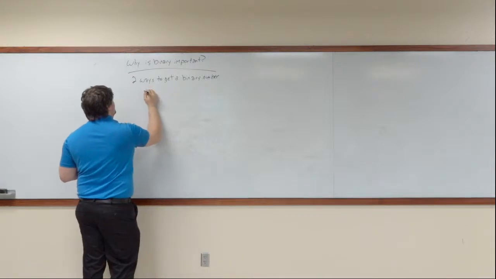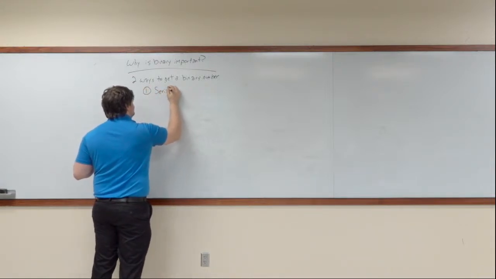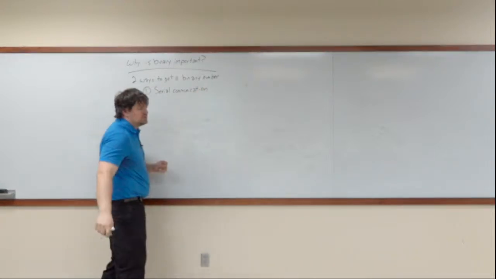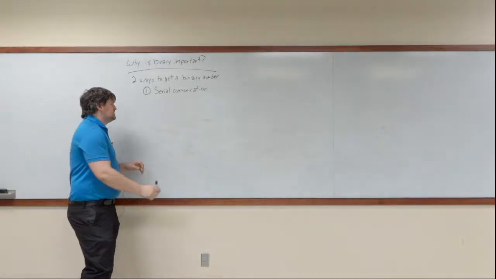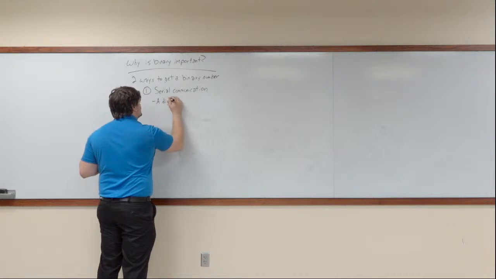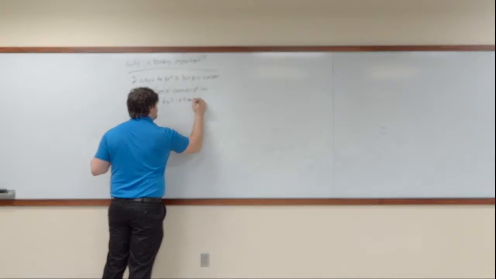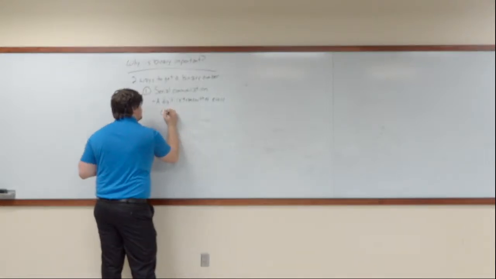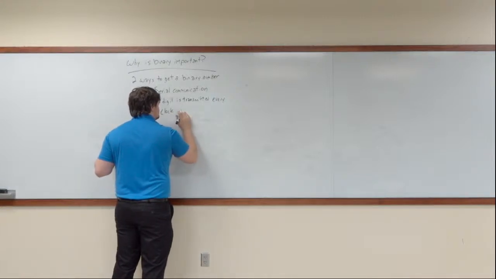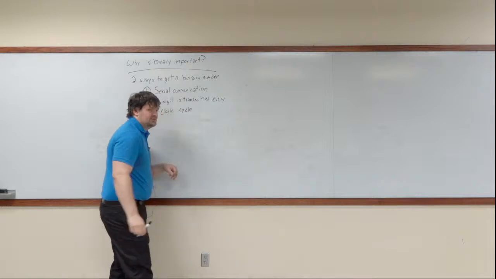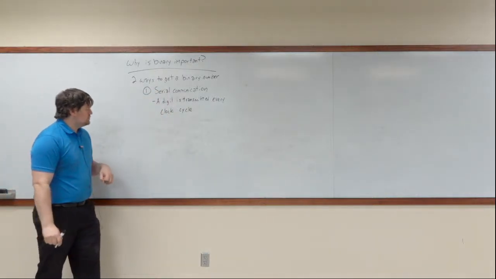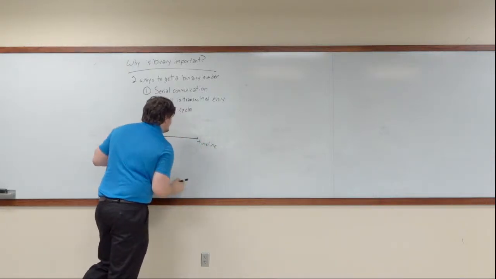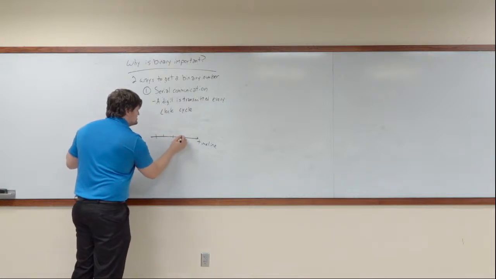All right, way number one is called serial communication. That's what happens when you talk to your Captain Crunch. In serial communication, a digit is transmitted every clock cycle. Okay? So if we draw out a number timeline, here every one of these ticks represents a clock cycle.